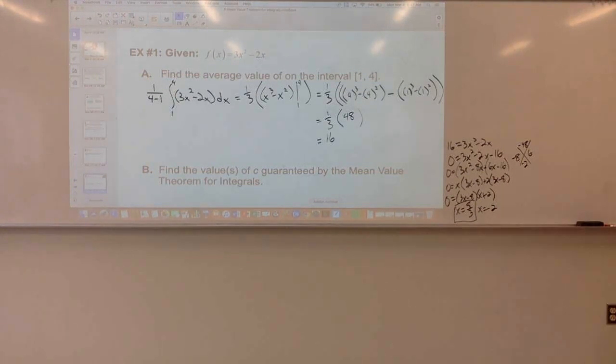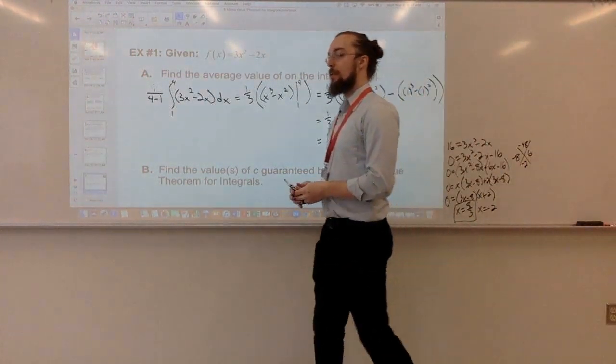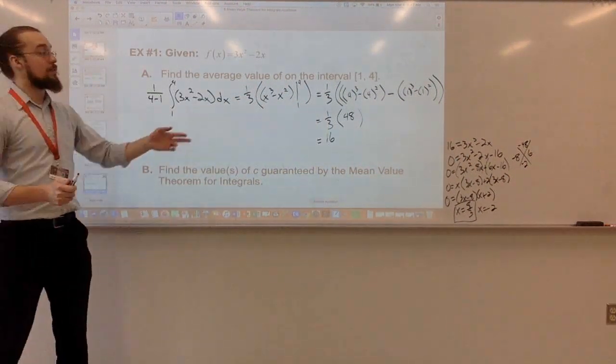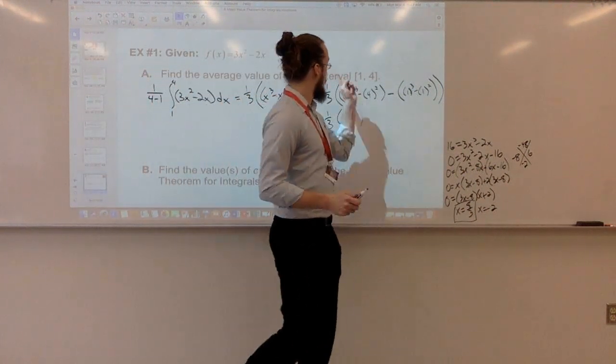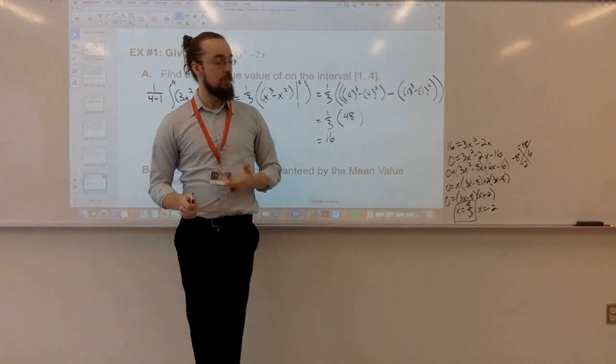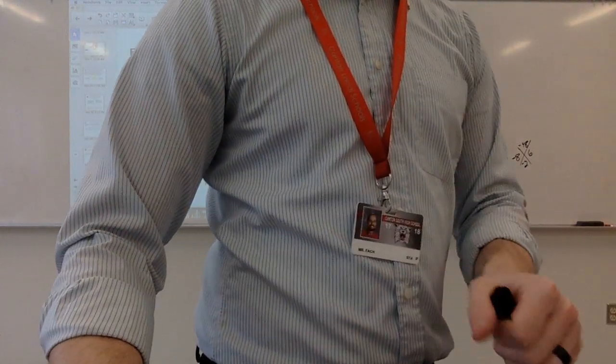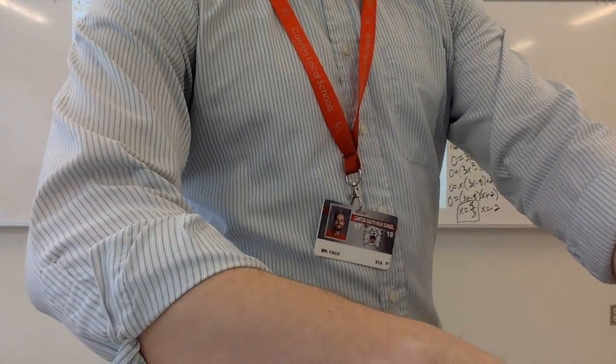Okay, so the only value of C guaranteed by this mean value theorem is 8/3. So on this interval, 1 to 4, this function reaches a y value of 16 at 8/3, or 2 2/3. Okay. Questions on average value? All right, then let's take it. So for this, we're going to need a calculator. So grab a calculator.